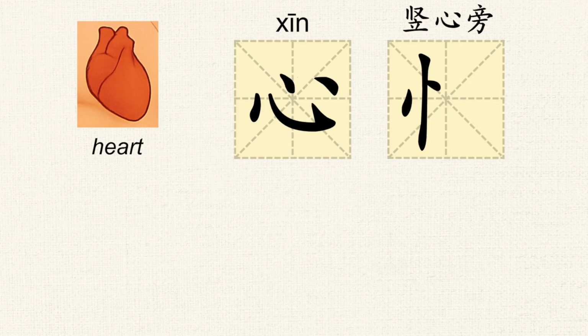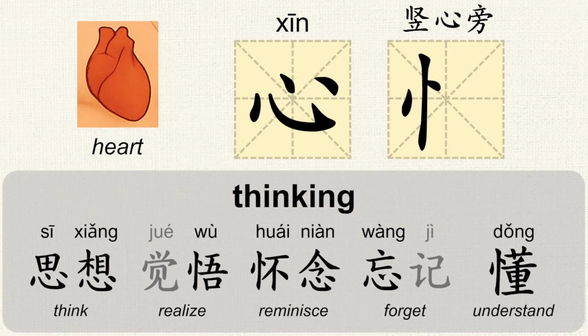Xin not only means heart, but also mind, and since there isn't a dedicated radical for the brain, many thinking-related terms also contain xin. 思想 is the general term for thinking. 觉悟 means to realize something. 怀念 is to reminisce or to cherish a memory. 忘记 means to forget, and 懂 to understand.